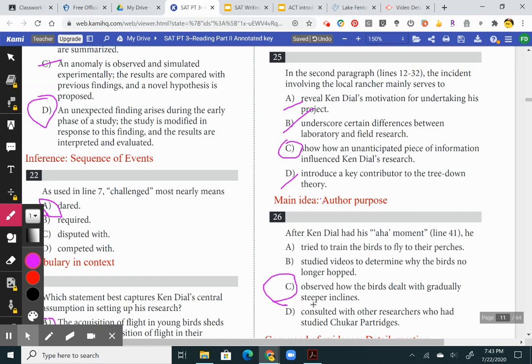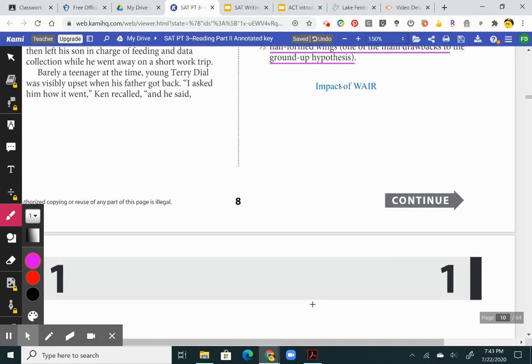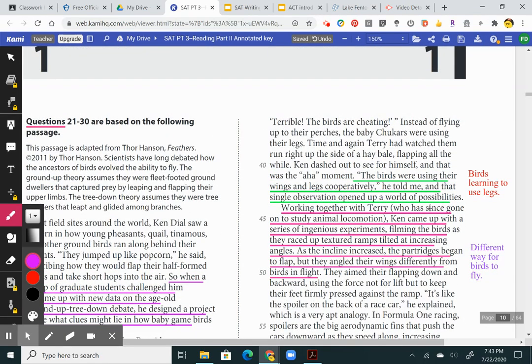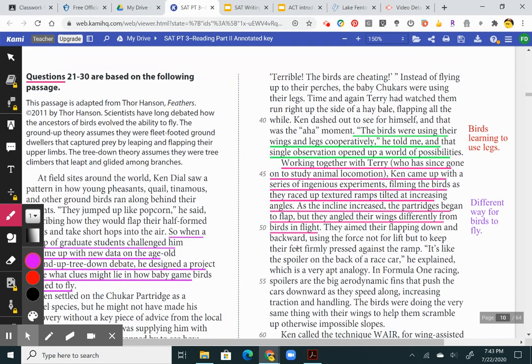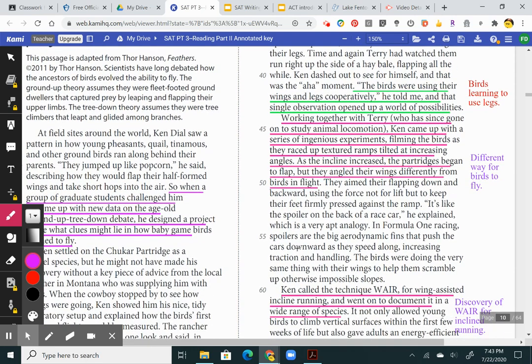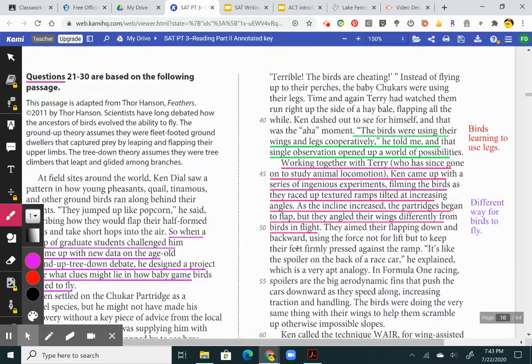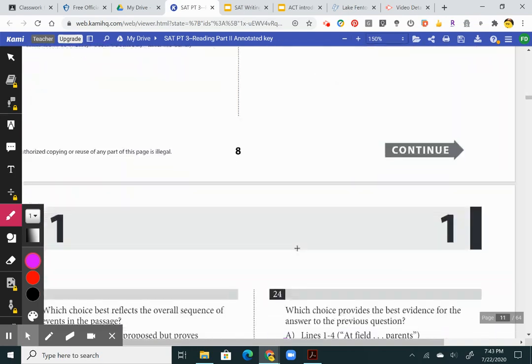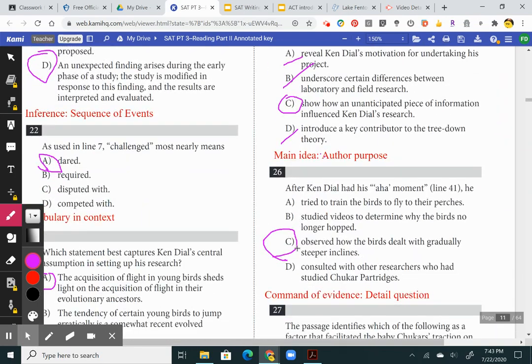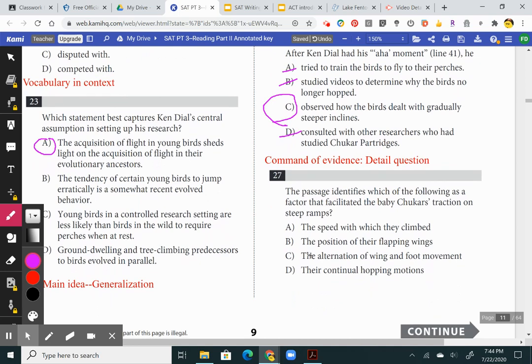After Ken Dial had his aha moment, so what did he do after line 41 in that aha moment? The birds were using their wings, and that single observation opened a world of possibilities. He came up with experiments that they raised up textured ramps, tilted at increasing angles. The partridges began to flap, but they angled the wings differently from birds in flight. So this is he adjusted the inclines, right? So he didn't try to train the birds to fly to their perches. He didn't study videos. He didn't consult with other researchers. He observed. The next paragraph is where you would look in that detailed question.